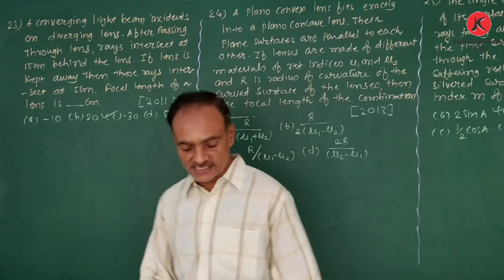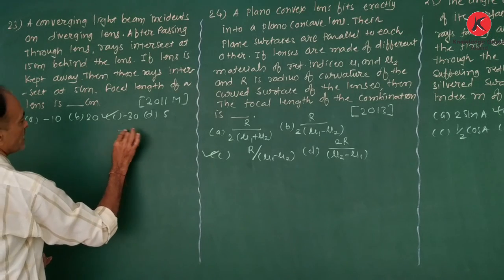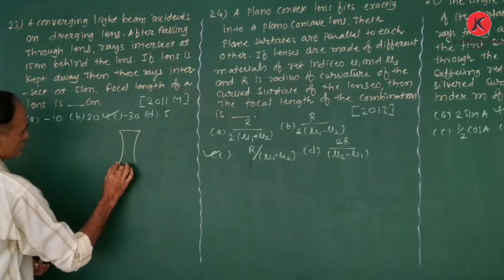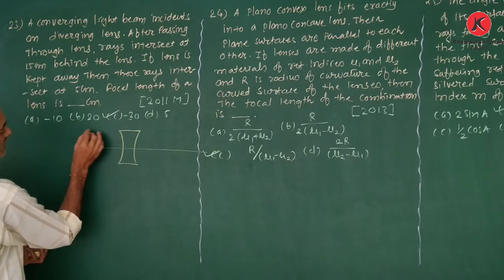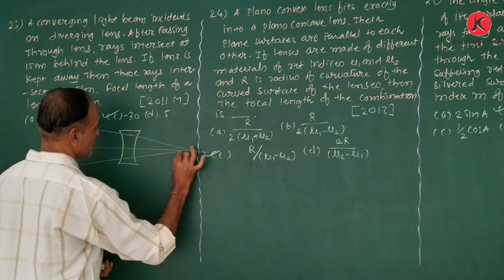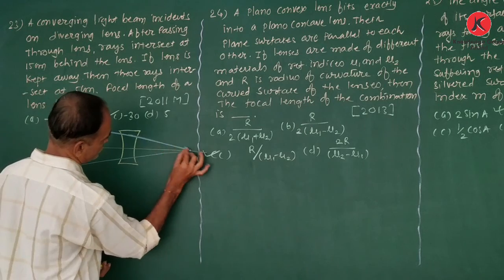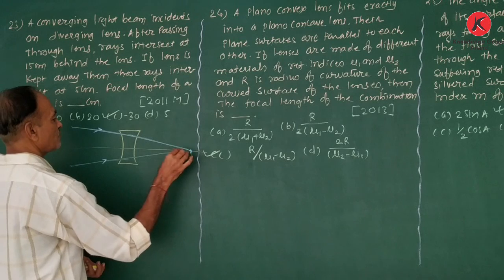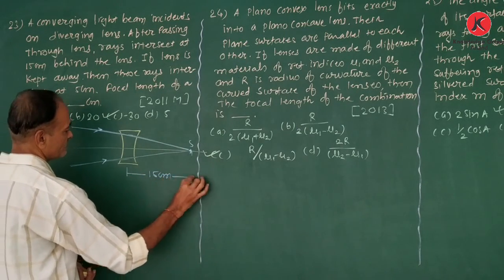Now, what this numerical suggests here: the diverging lens is given, that means the concave lens is given. There is the axis of the lens. Now, the rays incident on the lens are focused at 15 cm distance from the lens. So there is the first focal point S. So this distance is given as 15 cm.